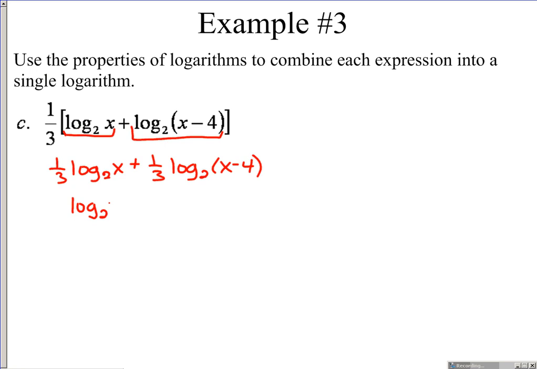So I have log base 2 of x to the 1/3 plus log base 2 x minus 4 to the 1/3. We have an addition here. If I want to combine this into a single logarithm, this addition of the individual logs becomes a multiplication of the two arguments.